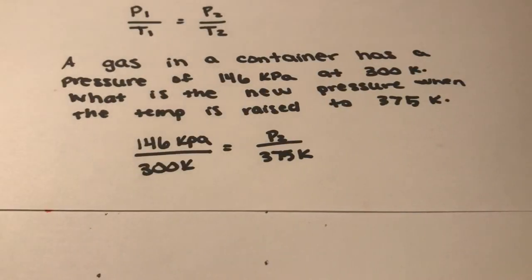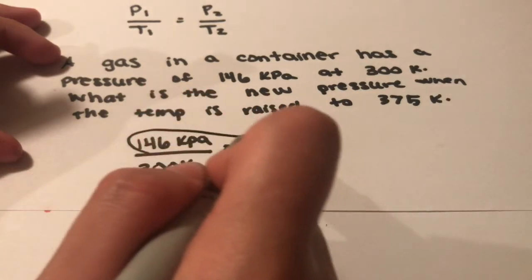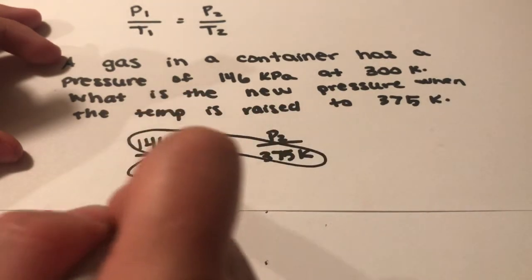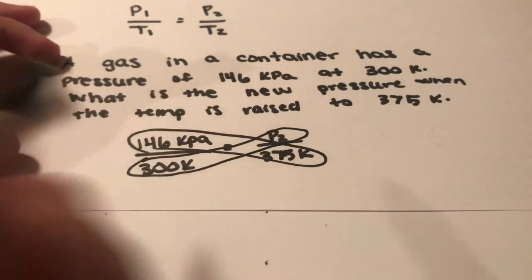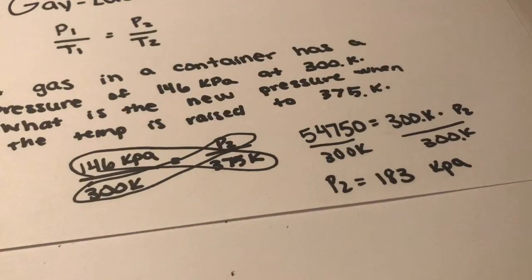First, I can plug in the values for the equation. Next, I'm going to do the same butterfly strategy as I did in the last question. This is what I get when I multiply it out. If I divide by 300, I get an answer of 183 kilopascals.